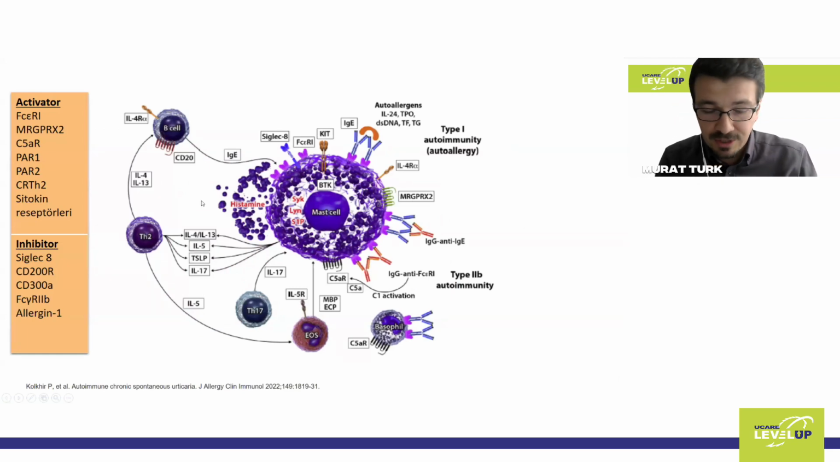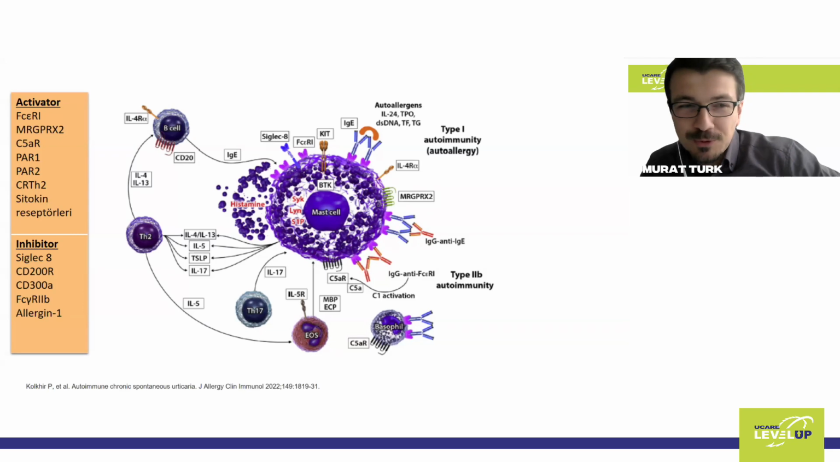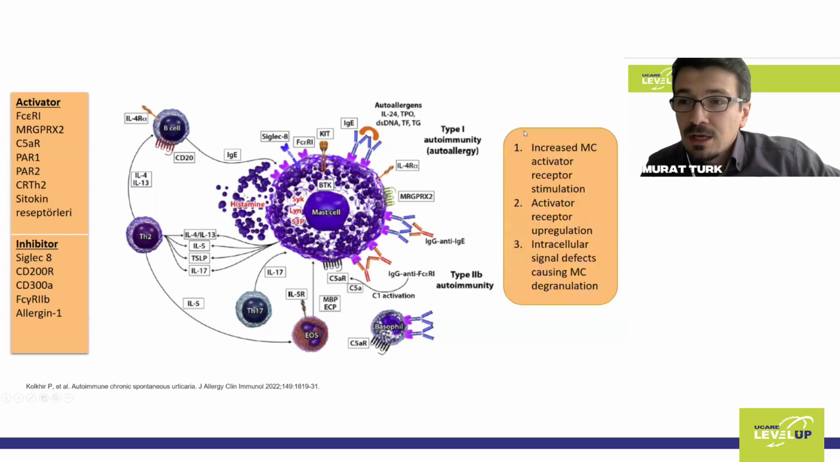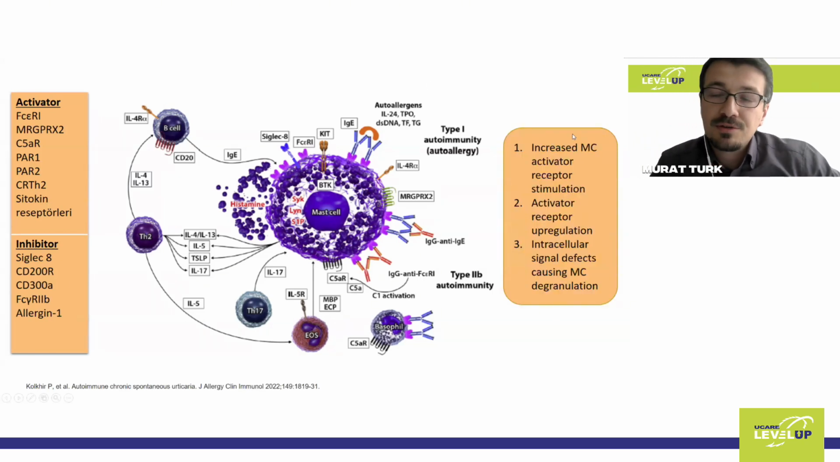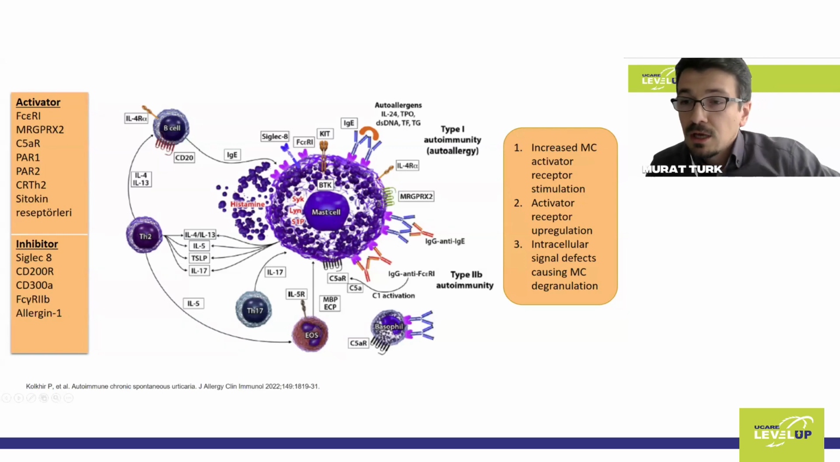So mast cells are really crazy cells of our body that can kill us in minutes or in seconds. They have a lot of activator receptors, and also they have a lot of inhibitory receptors on them. So in urticaria, we know that there's some increased mast cell activation receptor stimulation. Also, some of these receptors are upregulated and increased on cell surface. Also, in some cases, there is an intracellular signal defect that causes mast cell degranulation, like in the SHIP1 phosphatase pathways.